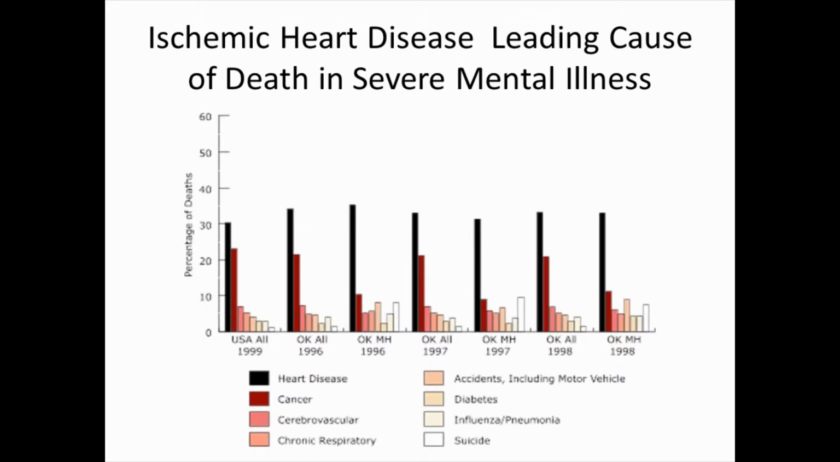In black, you can see across all groups, patients die most frequently of ischemic heart disease, and second most commonly of cancer. But these graphs look very similar.